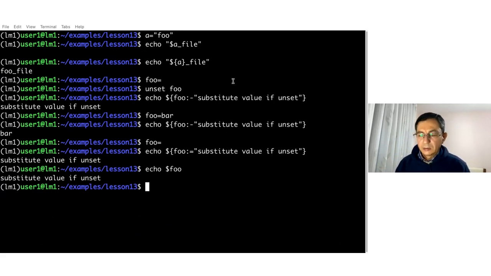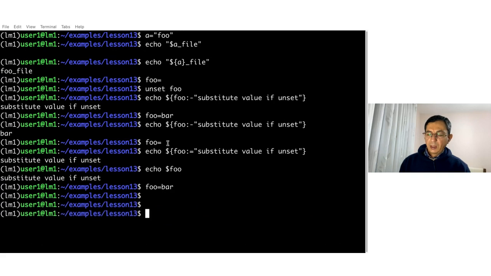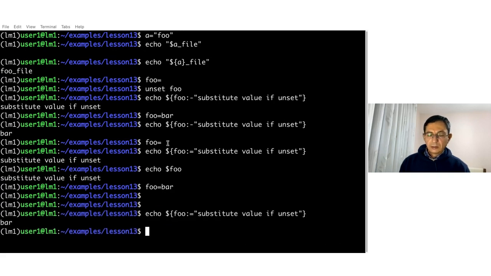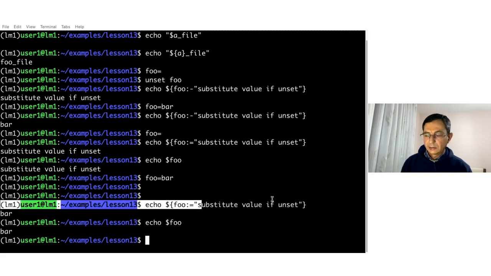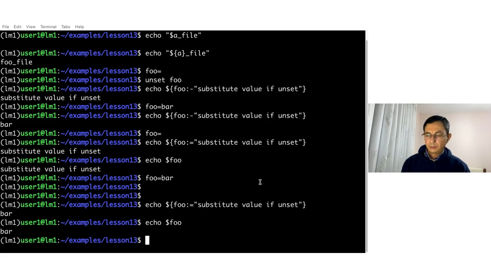So this assignment happens if this variable is empty. But if the variable has some value, for example, it has this value, and we try this again. Now we get the value of the variable, and this is not assigned to the variable.